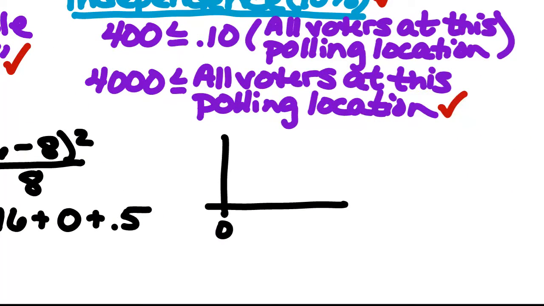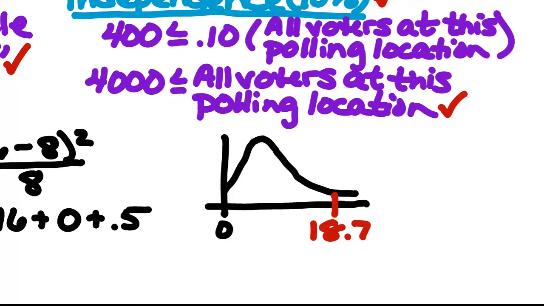My picture starts at 0. Remember, the big bump at the beginning and then a tail that trails off to the right. We're going to put 18.729 here. And so this shaded portion is what we are finding the probability of. We're finding that area. Chi-square with how many degrees of freedom?